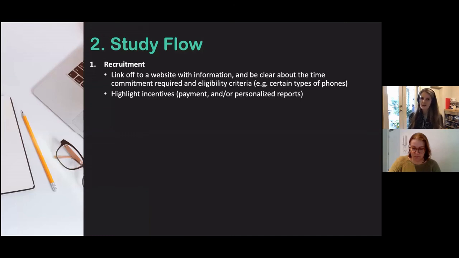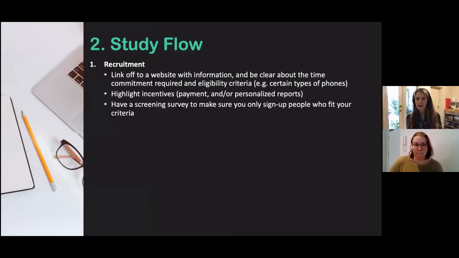On this page, we also highlight the incentives. So the reasonably good payment or personalized reports if we're offering them. And we have a screening survey to make sure that we only sign up people who fit our criteria. So sometimes because these studies do pay a little bit more, you will end up with participants who try to do it anyway. So it's good to screen those people out. And the screening survey also allows us to filter out some people who don't seem to be super committed.